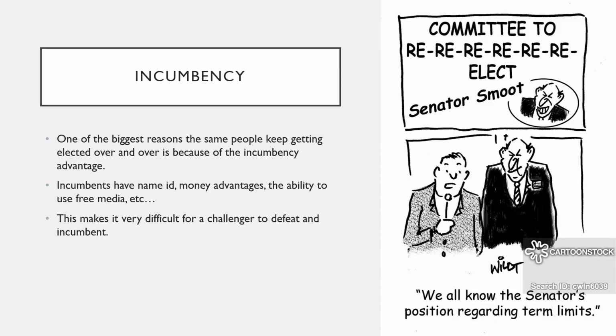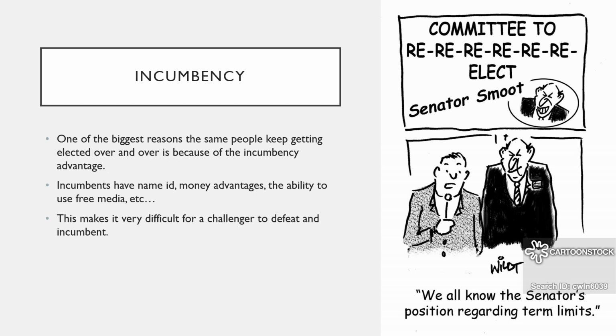A huge advantage in getting reelected over and over again is called the incumbency advantage. Now, an incumbent is someone who is already in office. So they're not a challenger. They're not someone who's trying to get in office. They're somebody who's already in office. And the chances of winning an election after you're already in office are really high. People who get elected tend to get re-elected, and there's a reason for this. It's called the incumbency advantage.